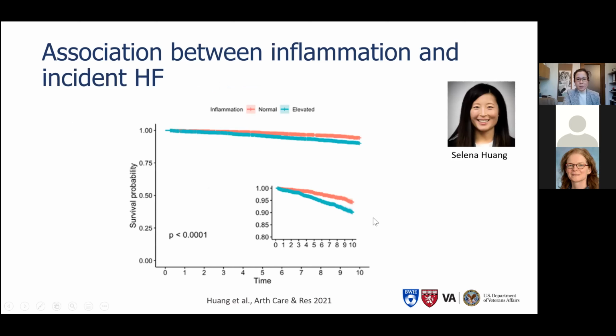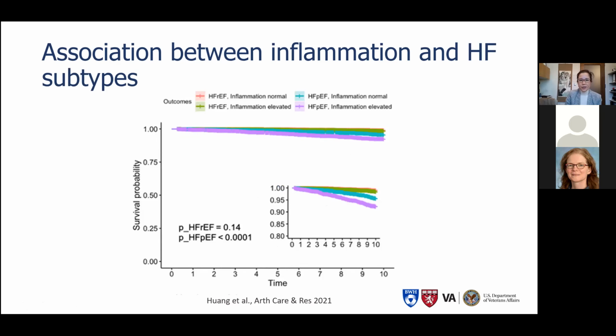So this study was led by Selena Huang, who's a fellow and was a junior faculty here at Brigham. And I'm just going to start with the results, actually, and then circle back to under the hood. So what you're seeing here is our survival plot, time on the x-axis, survival probability of heart failure. And overall, we stratified patients by those with elevated inflammation in this melon color and teal color, and quote unquote normal inflammation in this orangey color here. And you can see that patients who had elevated inflammation at their baseline, this is around the time they were diagnosed with RA, had a higher risk of having heart failure.